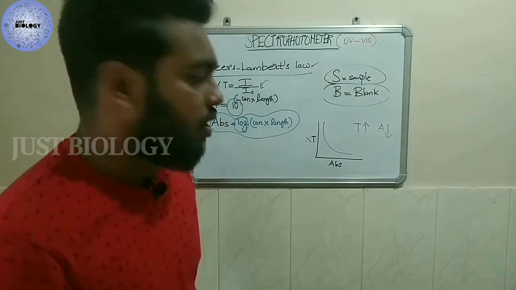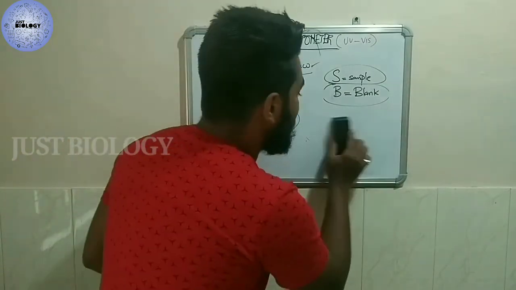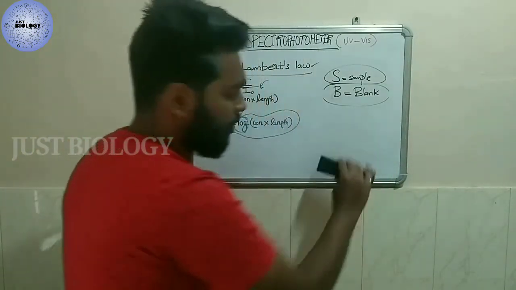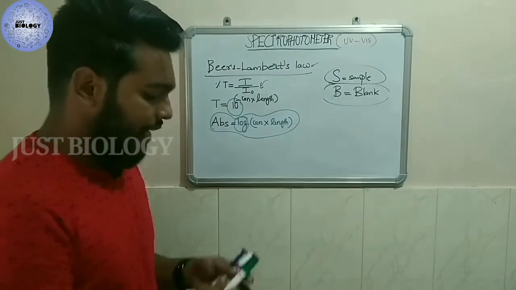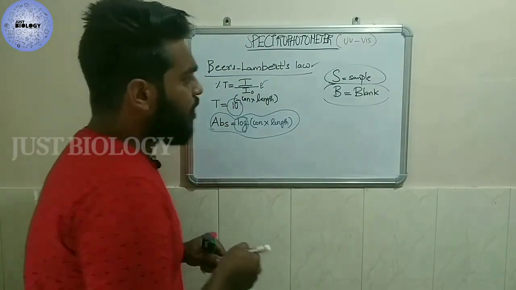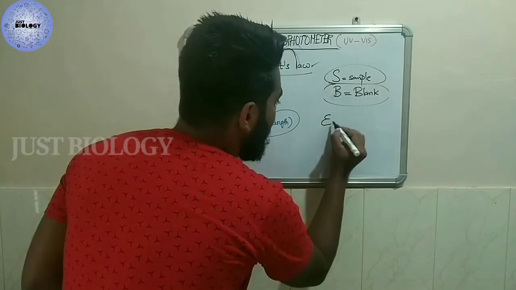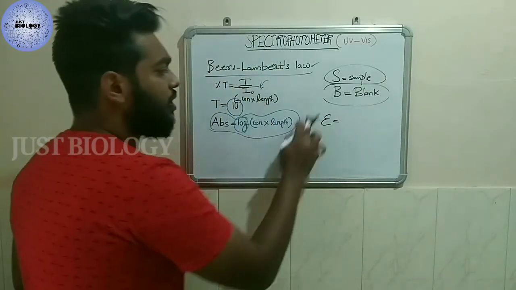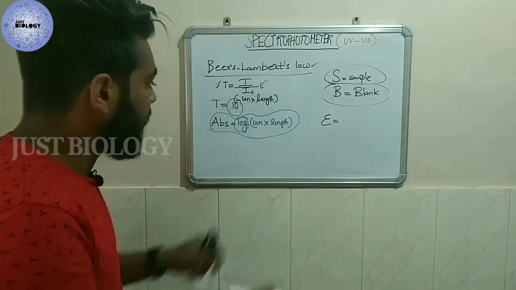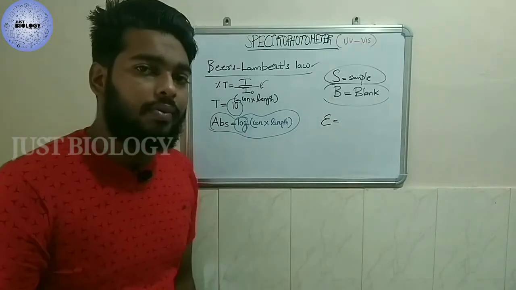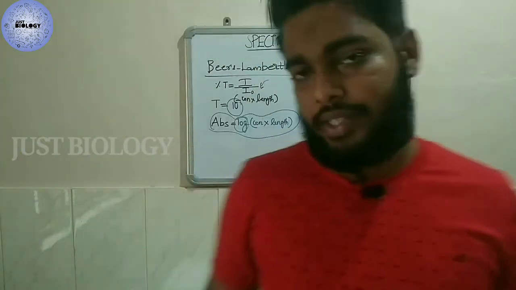For the removal of this log, we have to take some constant term. What term we should take here is epsilon. So epsilon is a constant, which we can use instead of this log. That's how we change the equation.